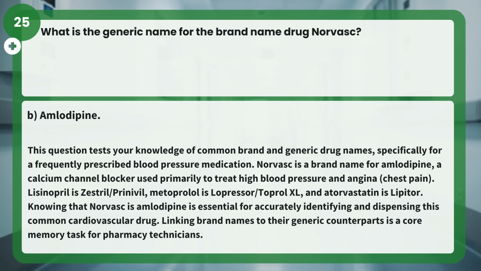Answer B. Amlodipine. This question tests your knowledge of common brand and generic drug names, specifically for a frequently prescribed blood pressure medication. Norvasc is a brand name for amlodipine, a calcium channel blocker used primarily to treat high blood pressure and angina, chest pain. Lisinopril is Zestril/Prinivil, metoprolol is Lopressor/Toprol XL, and atorvastatin is Lipitor. Knowing that Norvasc is amlodipine is essential for accurately identifying and dispensing this common cardiovascular drug. Linking brand names to their generic counterparts is a core memory task for pharmacy technicians.